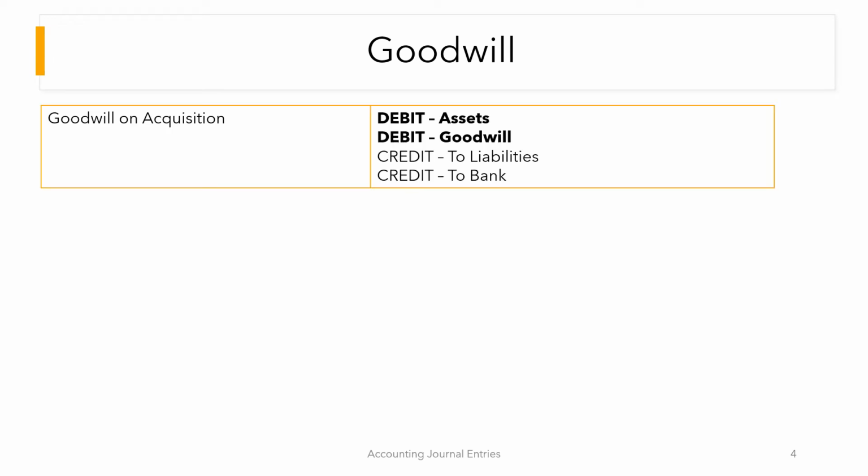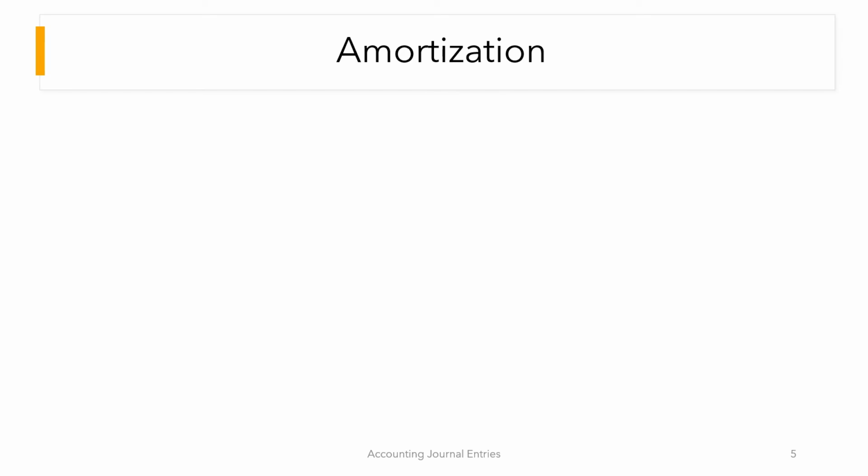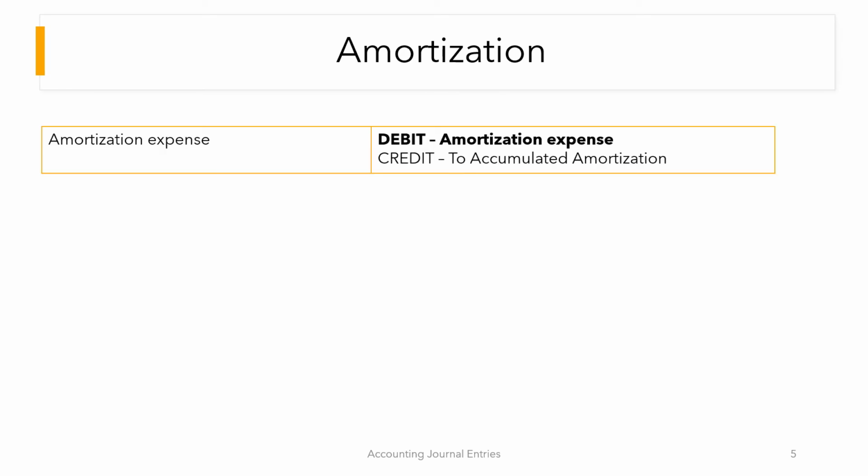So let's look at the accounting entry for goodwill. Goodwill on account of acquisition, the entry would be to debit assets, credit liabilities, credit bank, and the differential would be debited to goodwill. So the entry related to amortization expense is to debit amortization expense and credit accumulated amortization.